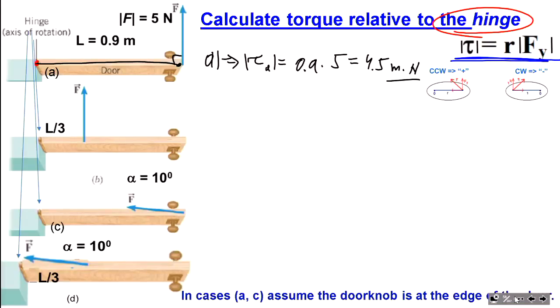All right, next case, B. Same axis, new distance, but still perpendicular. So hence, the magnitude of a torque for case B will be equal to 1/3 of 0.9 times 5, so 1.5. And that might not be strong enough to open that door if it has some springs, you know, which hold it. So that's why when we push closer, we have to apply a stronger force to overcome the same resistance.